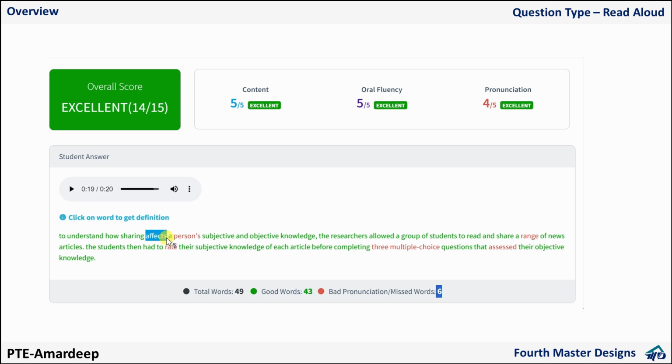For example, this is written "affects." If I say "affect," it's written "researchers." If I say "researcher," it's written like "the range of news articles." Sometimes students say "the news articles."